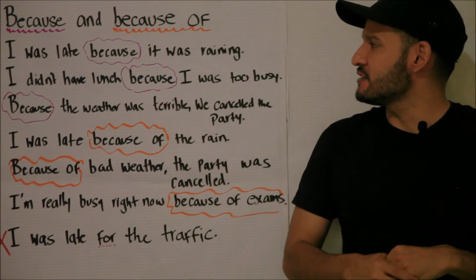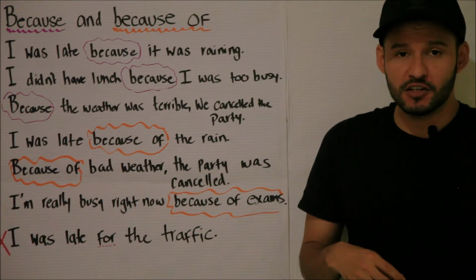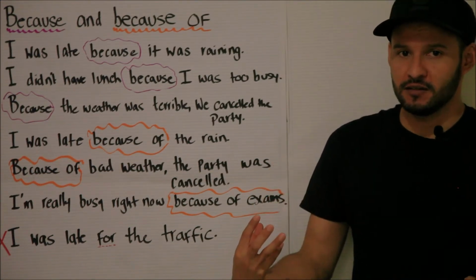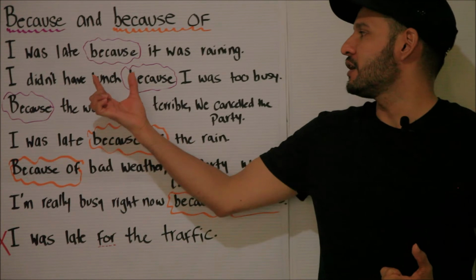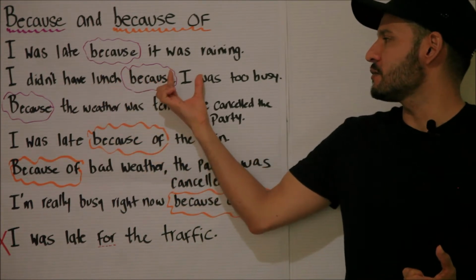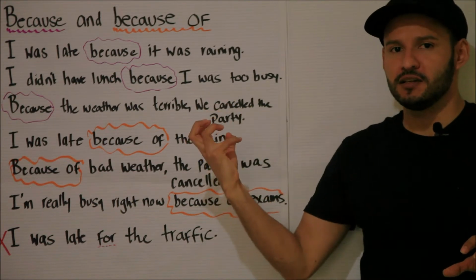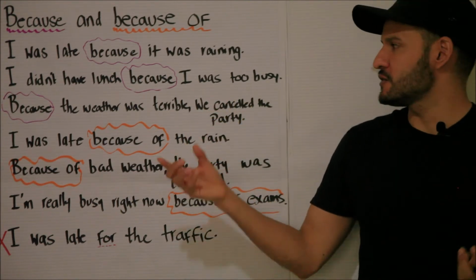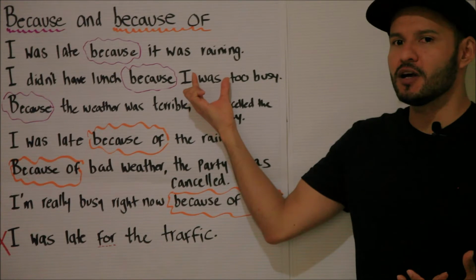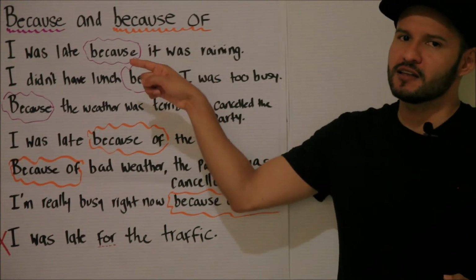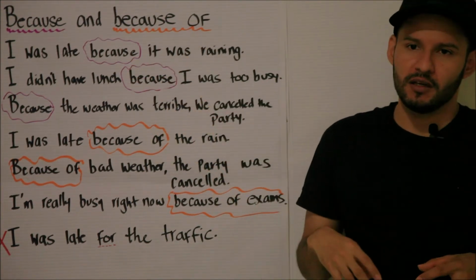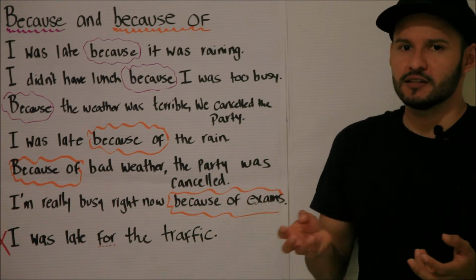Similarly, in the second sentence, I didn't have lunch today because I was too busy. So again, you have the word because, and then a subject, and then a verb, because I was too busy. In both of these examples, this is the reason. For example, I was too busy is the reason that I didn't have lunch, and it was raining was the reason that I was late.